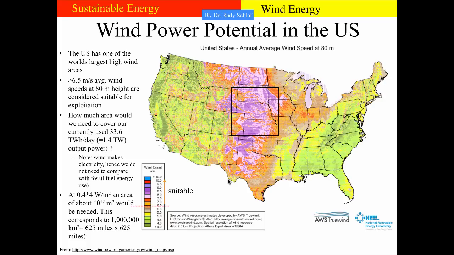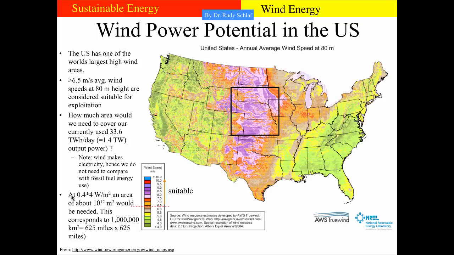So what if we wanted to cover our currently used 33.6 terawatt hours per day energy need with wind power? So this corresponds to 1.4 terawatt output power, and we can use that number fairly directly because wind makes electricity, and so we don't have to compare this with the fossil fuel intake. It's more important how much output we need in energy for our use.